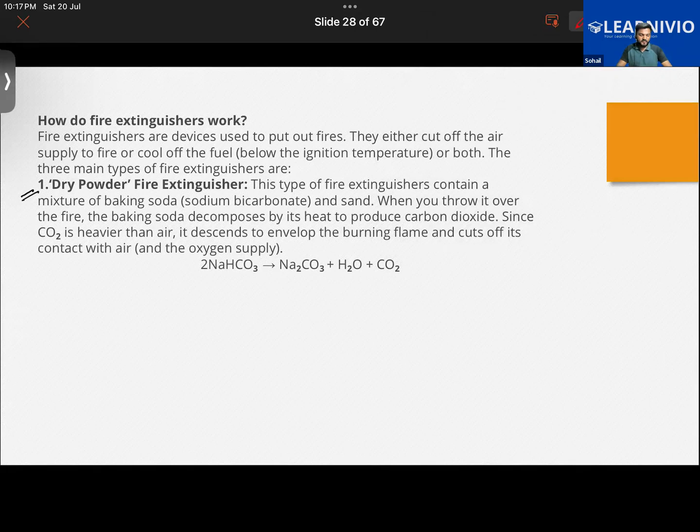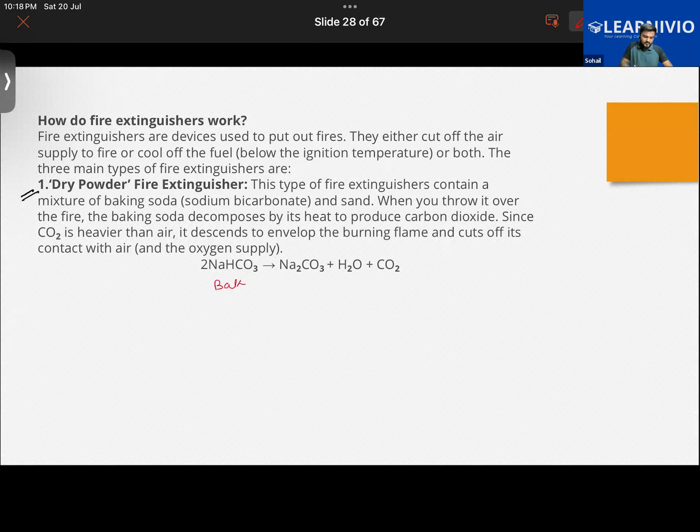So the first type of fire extinguisher contains baking soda. It contains a mixture of baking soda and sand. So when you throw it over the fire, what will be happening? This is the formula of baking soda, by the way. That's the chemical formula. Everything is made up of some chemicals. Baking soda is made up of sodium, hydrogen, carbon, and oxygen. Together, it makes up sodium bicarbonate. So that is basically baking soda.